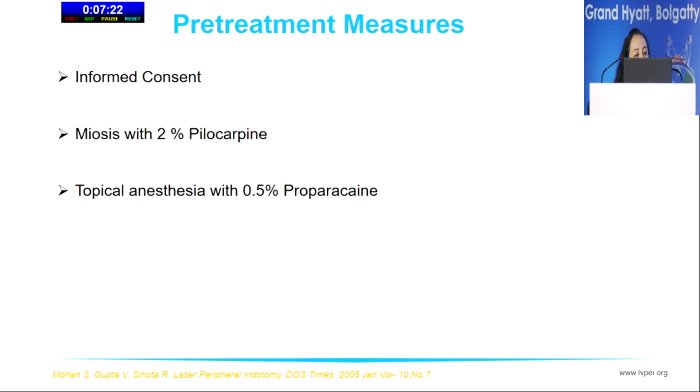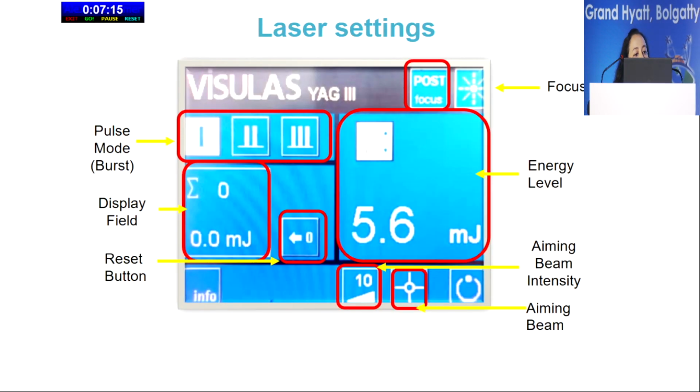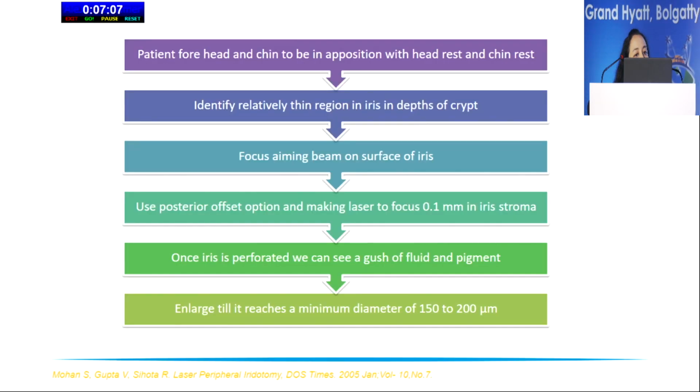In silicone oil, of course, we know we should do it inferiorly to avoid blockage by the oil. Like we talked about just now, we have to take an informed consent and use pilocarpine and topical anesthesia. Laser settings are anything between 4 to 7 millijoules, and we use a posterior focus. We sit the patient at the slit lamp, identify the region of the crypt after we have put the lens on the patient, and focus the aiming beam with the posterior offset. Then we try to perforate the iris, after which we'll see a gush of fluid, and we try to enlarge it to a minimum of 150 to 200 microns.